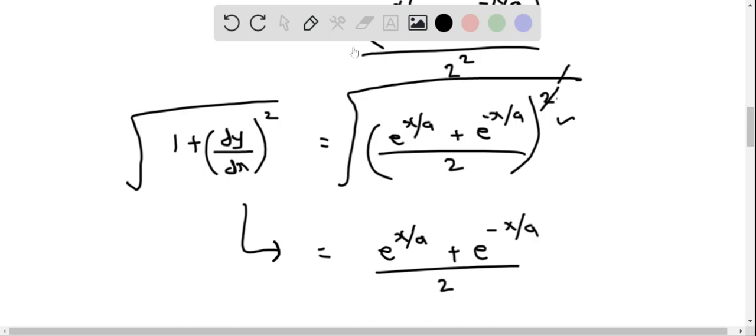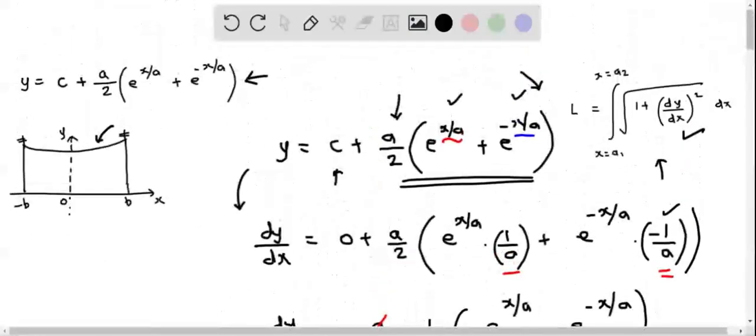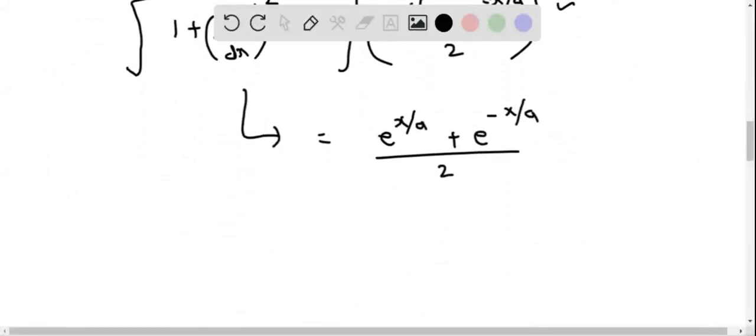We will now substitute this expression into the formula with the corresponding limits. We see the lower limit is negative b and the upper limit is positive b, because the wire goes from negative b to positive b. So for the formula, we will substitute a1 equal to negative b and a2 equal to positive b. So let's rewrite this expression with the correct formula.